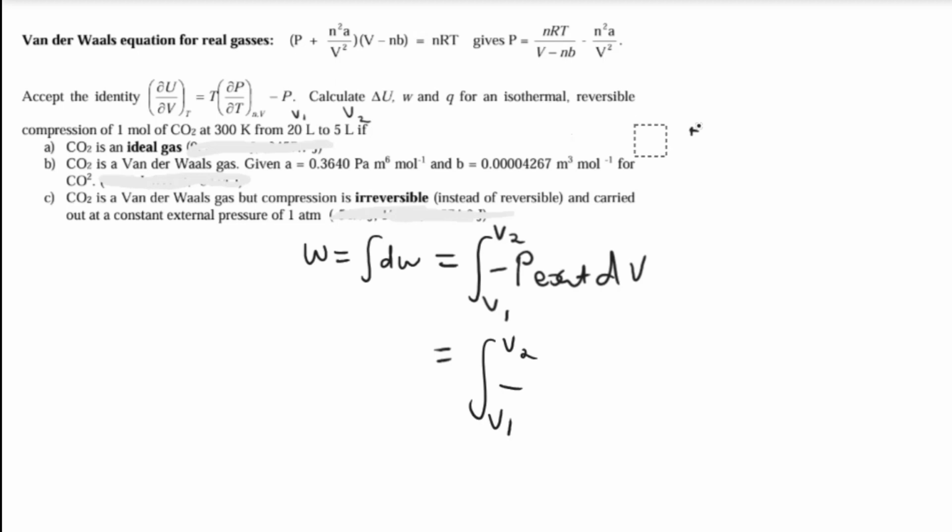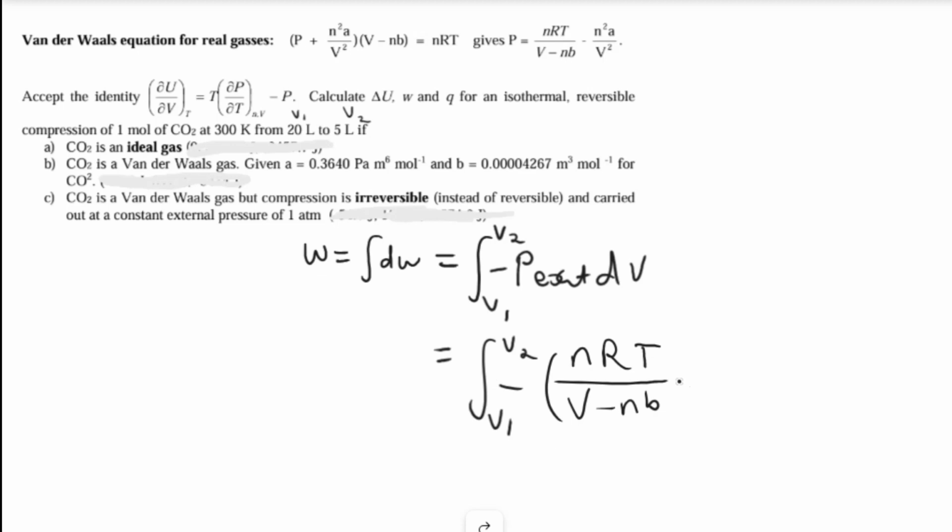Okay, we put it like that. This P internal is the same as this one. Now it's no longer given by nRT over V, it's given by this one here. That is just the bracket of nRT over V minus nb, and then we subtract what? We should subtract here before closing the bracket, because this negative is for everything that comes after this bracket.